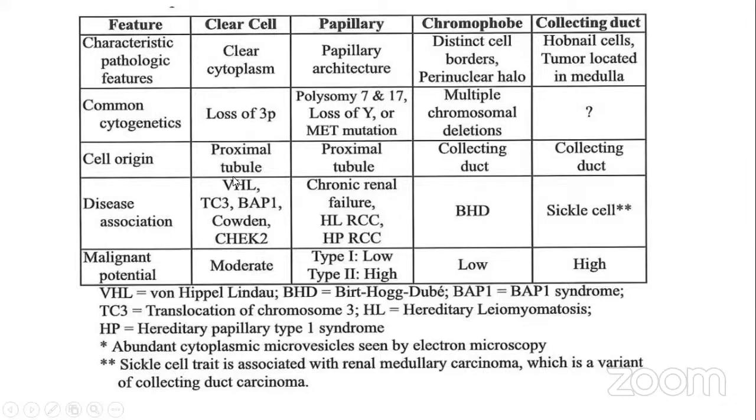Compared also by cell origin, clear cell comes from the proximal tubule. The clear cell usually comes from the proximal tubule, and papillary also comes, as well as clear cell, from the proximal tubule. Comparing chromophobe with collecting duct, both come from the collecting duct.